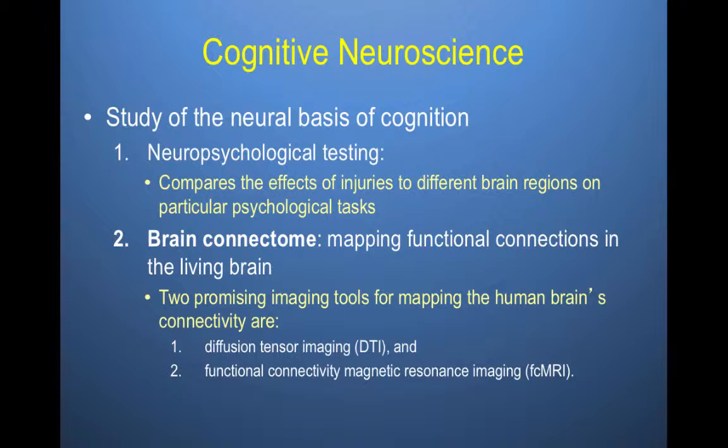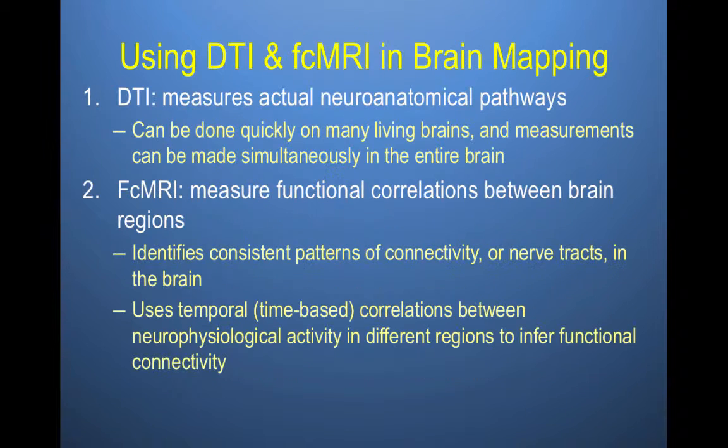There are two primary neuroimaging tools that are used for mapping the human brain's connectivity. This is diffusion tensor imaging and functional connectivity magnetic resonance imaging. DTI measures actual neuroanatomical pathways. This can be done quickly on many living brains, and measurements can be made simultaneously in the entire brain. So DTI is structural in its method, so it looks at the white matter pathways.